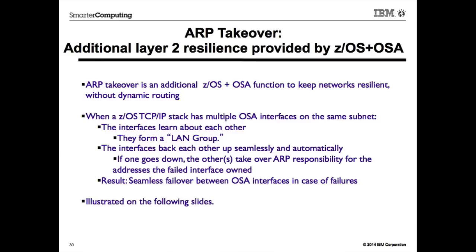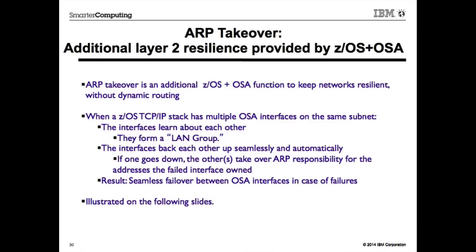So there's even more layer 2 resilience that we provide, which is called ARP Takeover. And we're on slide 30 now. So ARP Takeover is an additional function for resilience. And what happens here is when a z/OS TCP/IP stack has multiple OSA interfaces on the same subnet, and remember the same subnet also means the same VLAN, the same LAN segment, the interfaces learn about each other. They send out pings, special pings, they learn about each other, and they form a LAN group. So the two OSAs say, hey, we're on this LAN together.